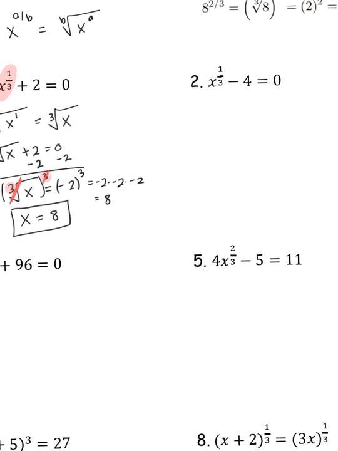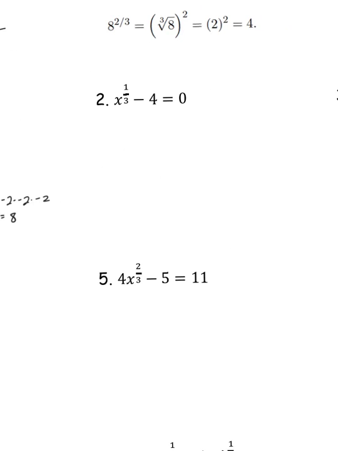Okay. Now let's look at number 2. This problem is very similar. I'm going to rewrite this as the cube root of x minus 4 equals 0. I'm going to add 4 to both sides to get rid of the 4 next to it. So I'm going to have the cube root of x is equal to 4.